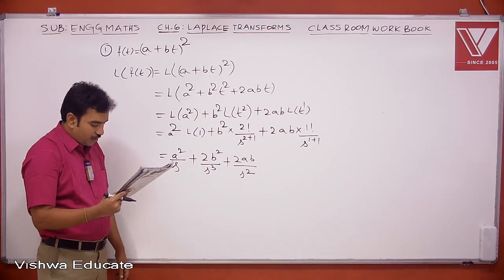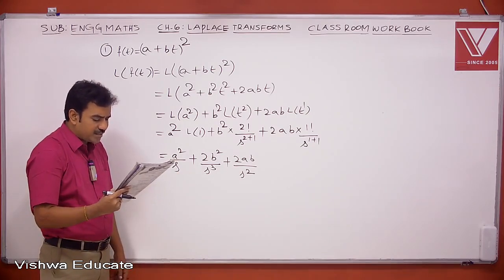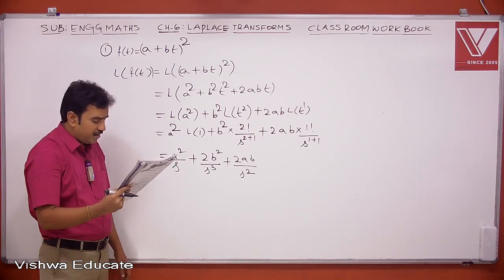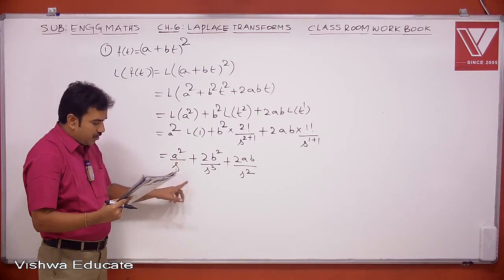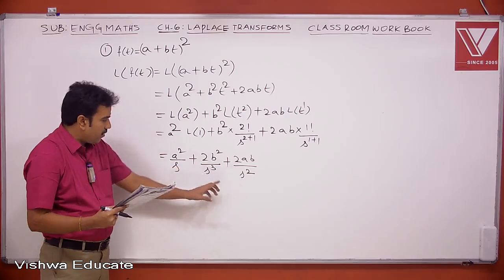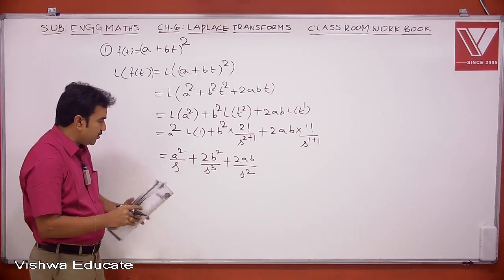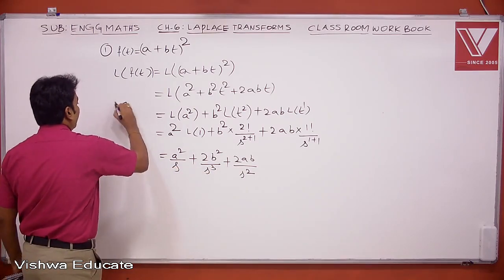So the options are, I think a square by s is in two options, C and D. So a square by s plus 2ab by s square plus 2b square by s cube. This is option number C. Note this.